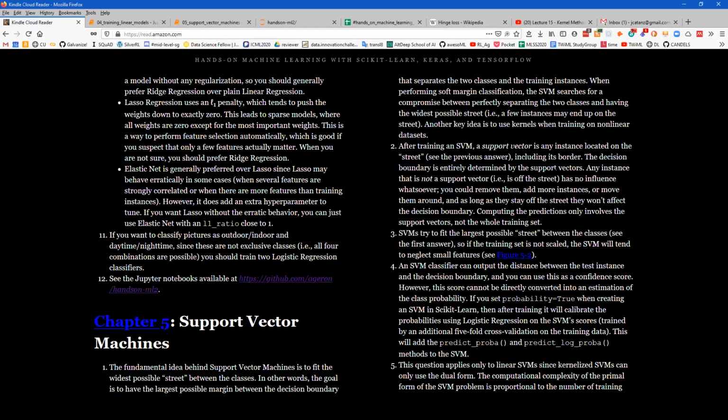Yes. Okay. Any instance that is not a support vector, off the street, has no influence whatsoever. You could remove them, add more instances, or move them around. As long as they stay off the street, they won't affect the boundary. Computing predictions involves only the support vectors, not the whole training set. Okay. Well, yeah, a bit surprising.